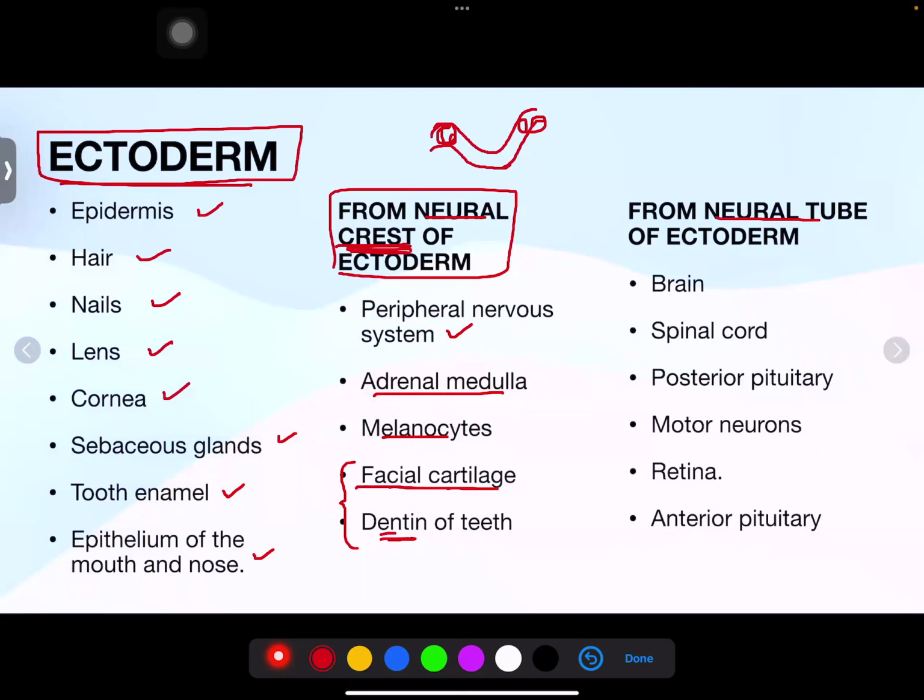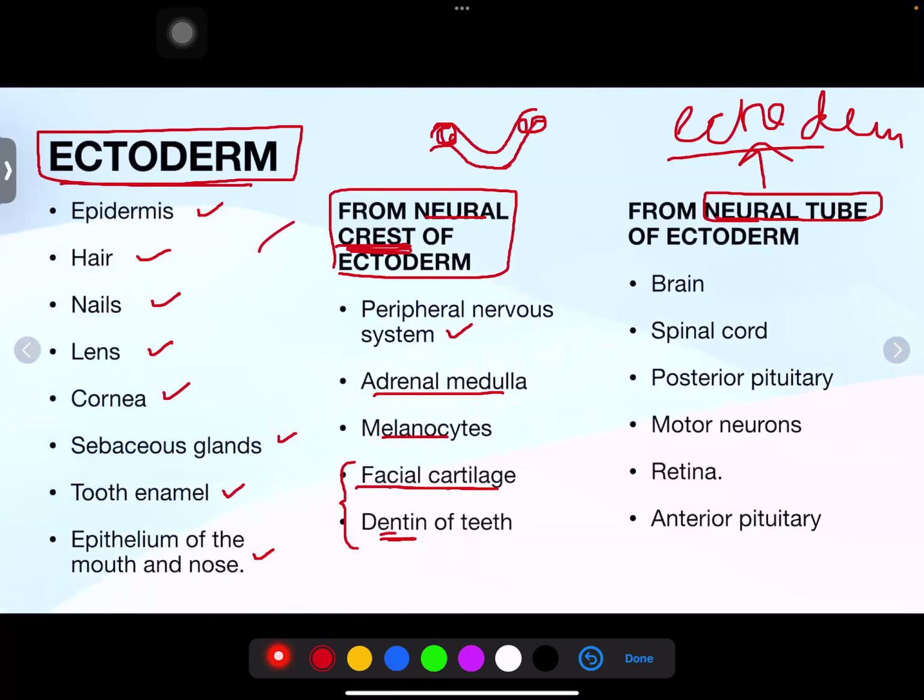And then the neural tube. We discussed that it is a part of ectoderm. So ectoderm develops into the skin, and the neural tube forms all the neural structures: the brain, spinal cord, and posterior pituitary.